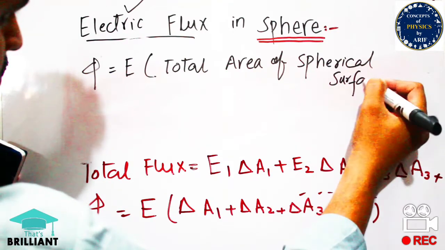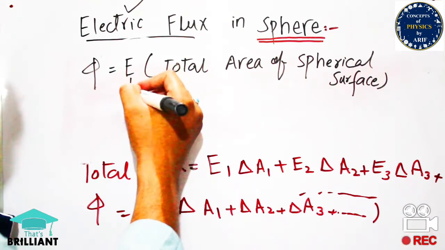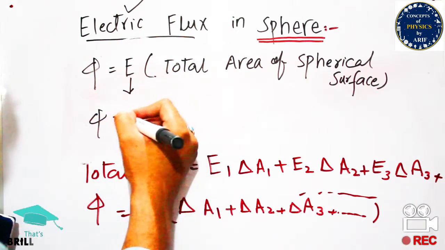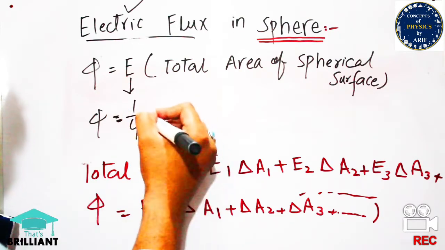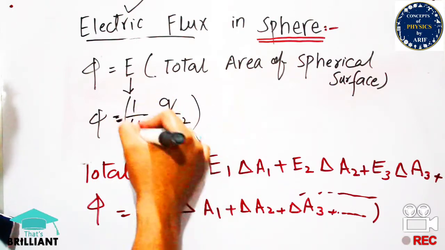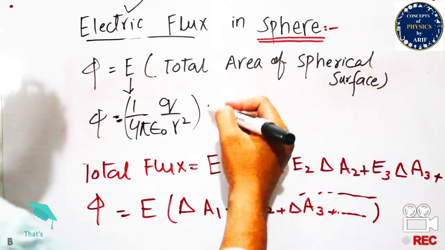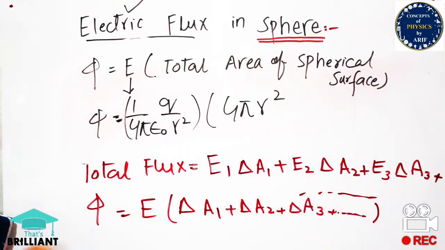So in order to further elaborate, phi is equal to E into area, where E is equal to 1 over 4 pi epsilon naught, because we have seen in the electric field force, that E is equal to 1 over 4 pi epsilon naught q over r square, and the area of a sphere is equal to 4 pi r square, which is a well known formula. And we can replace this total area of the spherical surface with 4 pi r square.